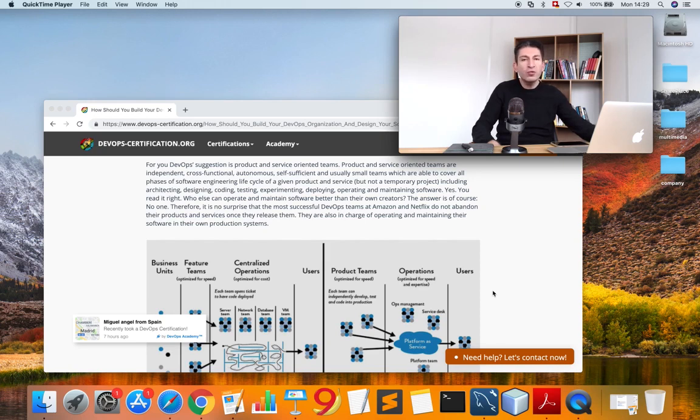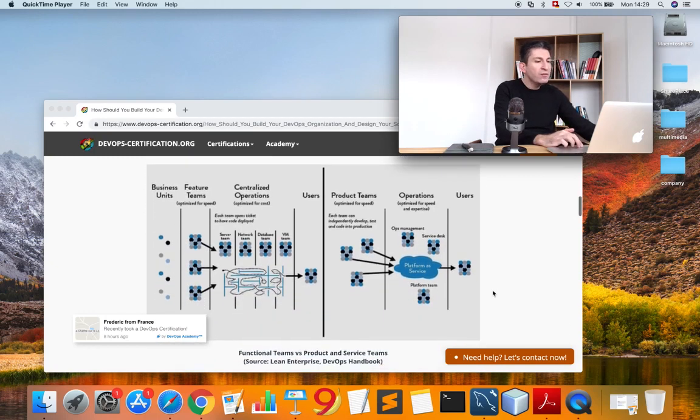Only the ones who designed and developed the software can know how to best operate and improve, add new functionality to the software. And therefore, it's no surprise that most successful DevOps teams at champion DevOps organizations such as Amazon, Netflix do not abandon their products and services once they release them. They are also in charge of operating and maintaining their software in their own production systems.